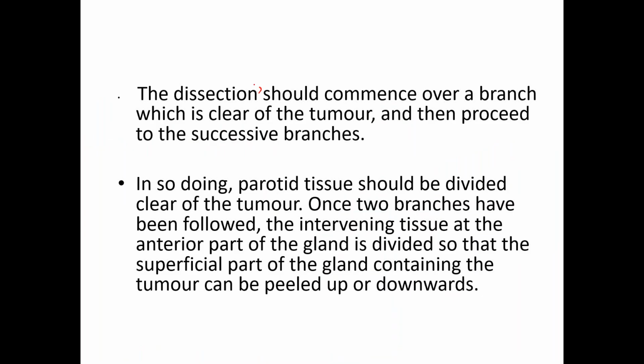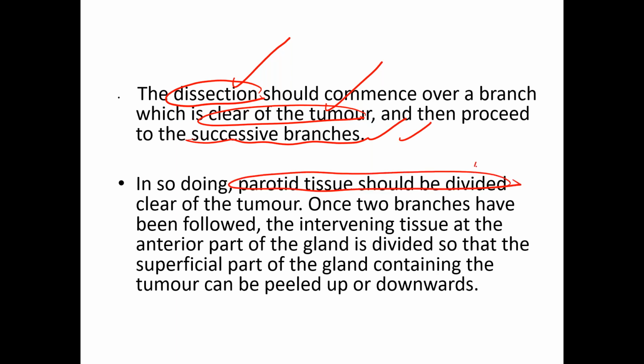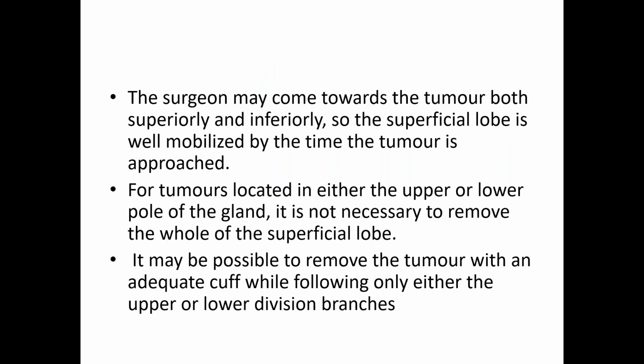So the dissection should commence over a branch which is clear of the tumor. Initially you have to clear the branch of the facial nerve from the tumor and proceed towards the successive branches. Slowly you have to dissect. Parotid tissue should be divided in the middle sometimes. Once two branches have been followed, the intervening tissue is divided, so that the superficial part of the gland containing the tumor can be peeled. You have to peel and see the gland.